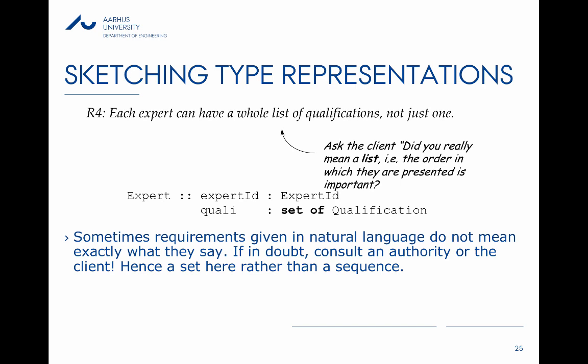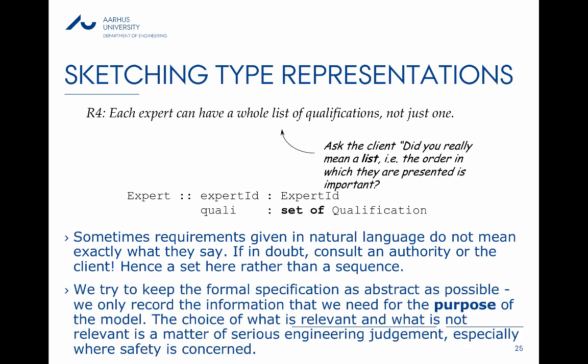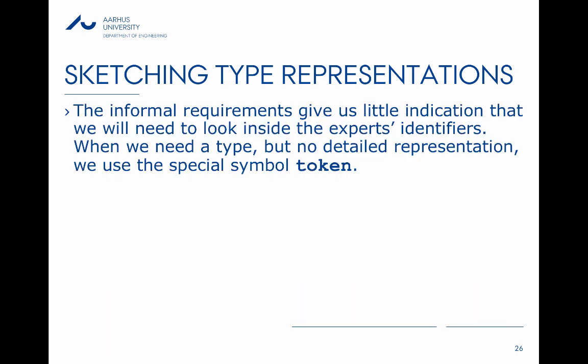So if in doubt, consult an authority or the client, and hence, in here, I have modeled it as a set rather than as a sequence. So we try to keep the formal specification as abstract as possible. We only record the information that is needed for the purpose of the model. The choice of what is relevant and what is not relevant is a matter of serious engineering judgment, especially where safety is concerned. Now, when we want to sketch type representations, we can also use this special type called token.